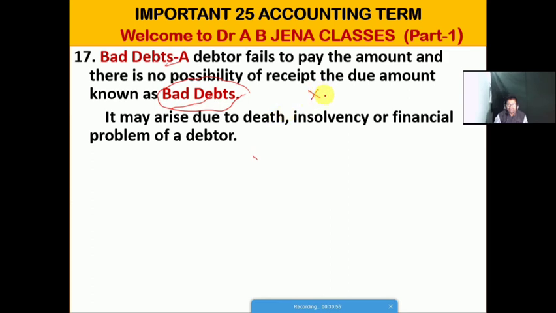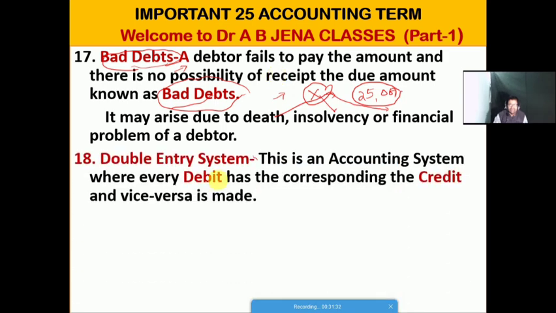Suppose X is a debtor who has to make a payment to your business. Let's take an example of 25,000. In the case of the death or insolvency of X, or some financial problem of X, your business may not receive the amount from X. This will be known as bad debts. If there are bad debts from the debtors or customers, it is a huge loss to your business.